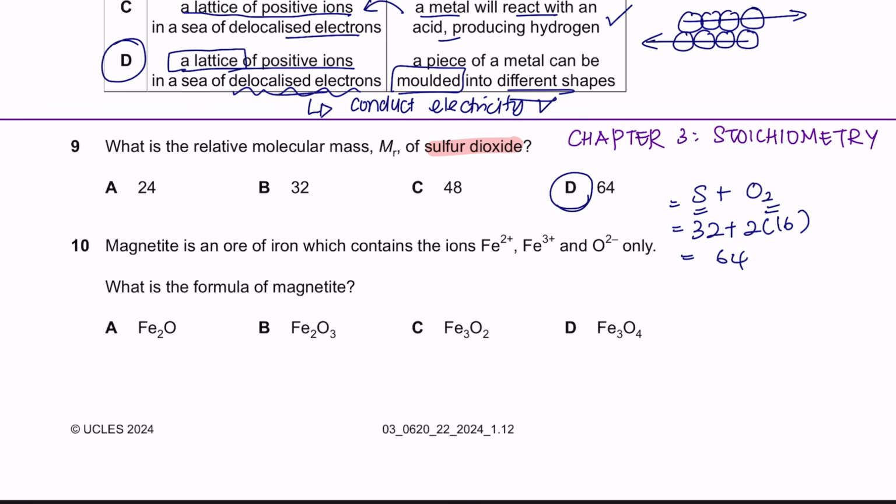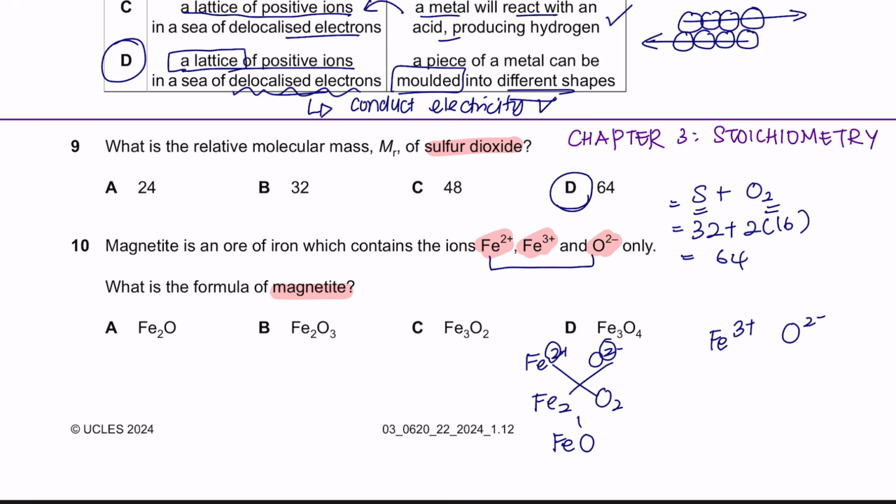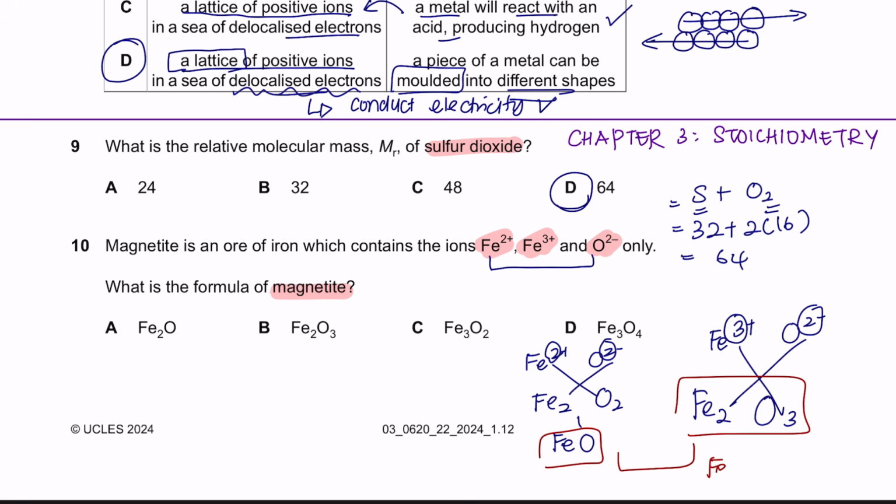Next, question 10. Magnetite is an ore of iron which contains Fe2+, Fe3+, and O2- only. What is the formula of magnetite? So if iron 2+ reacts with oxygen, you will take the numbers and cross them. You will get Fe2O2, which simplifies to FeO. And with Fe3+ and O2-, you cross the numbers and you will get Fe2O3. These two being combined, you will get Fe2 and 1 here, so that's 3 in total, and you've got 4 oxygens in total. So the answer is D.